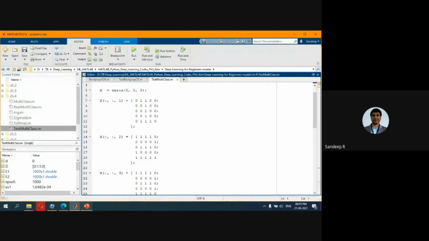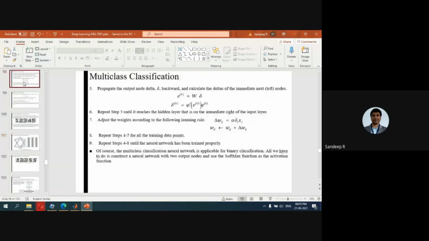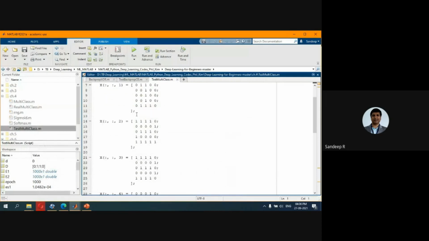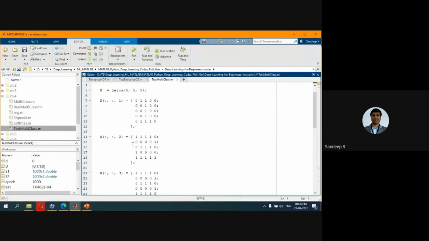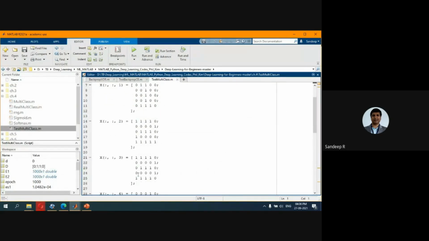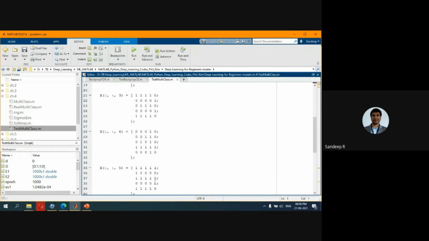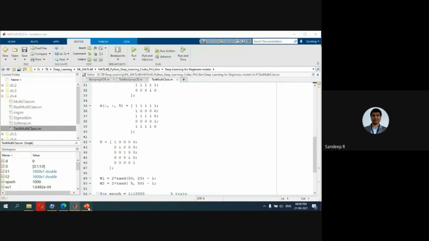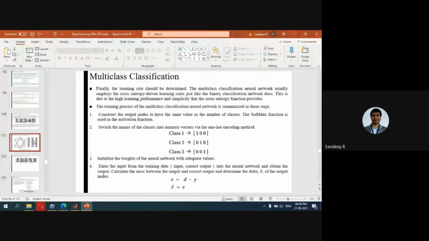So remember what was the first step that we said in a multi-class problem? Make everything in terms of vectors and matrices. Even the class needs to be in terms of vectors and matrices. So we are doing step 1 and step 2 in the initial process. So this is number 1, this is number 2, this is number 3, this is number 4, this is number 5. So input, and this is the correct output.